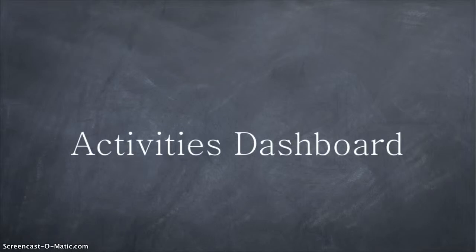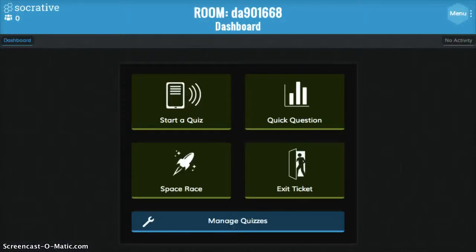Now that you've created your account, let's review the different ways that you can engage students in your lesson. On the teacher dashboard, you'll see the 4 ways that you can ask students to engage with your lesson. You can start a quiz, ask a quick question, launch a space race, or ask them to submit an exit ticket. For any activity, you can see the responses in your reports. You can return to your dashboard at any time by clicking the dashboard button here on the top left. Quizzes are the main way to customize the Socrative experience, so let's dive deeper in a moment.